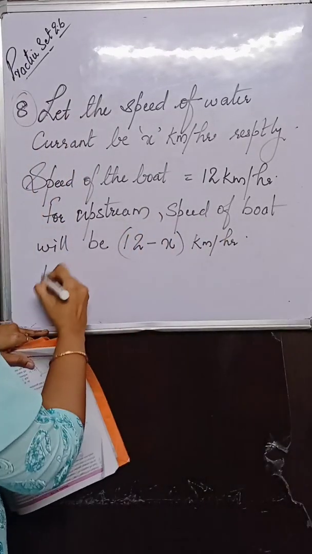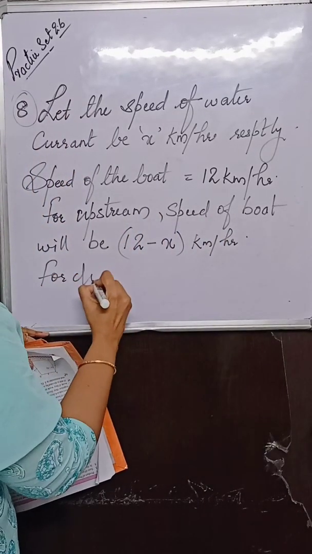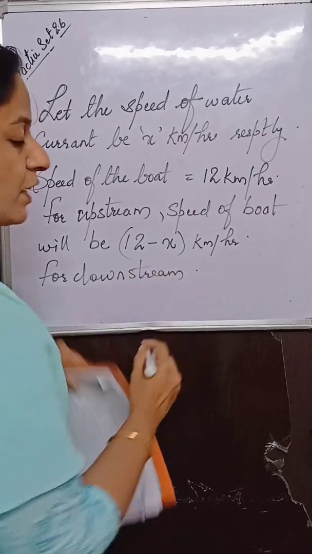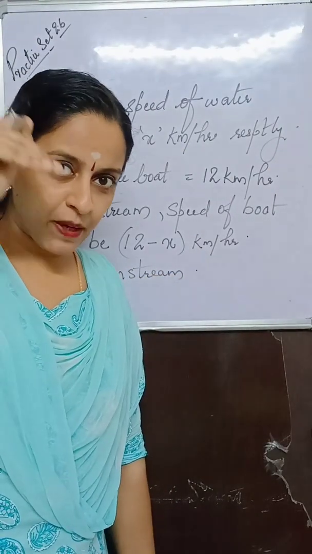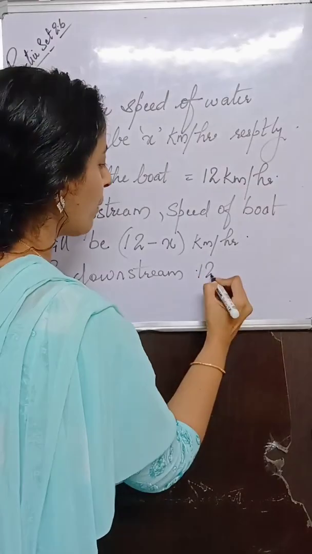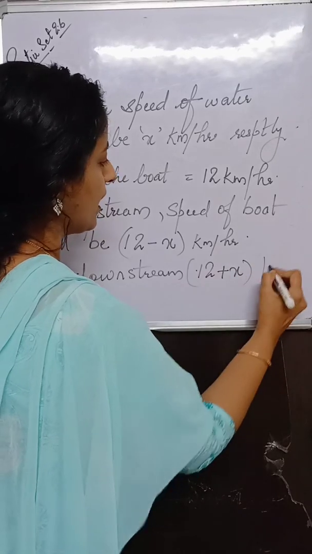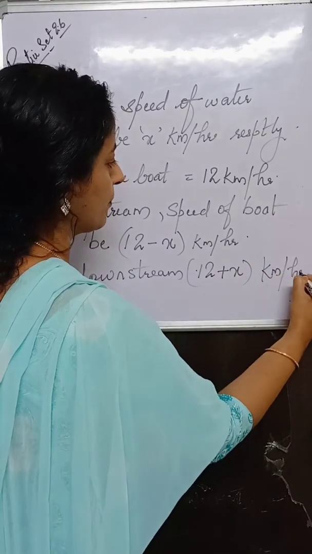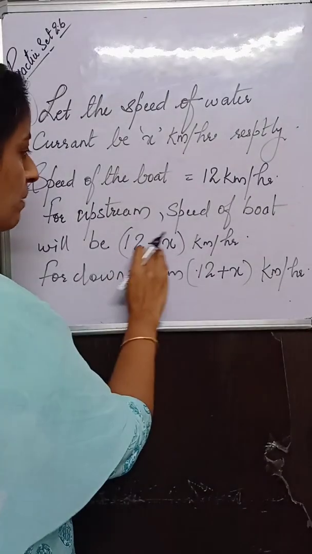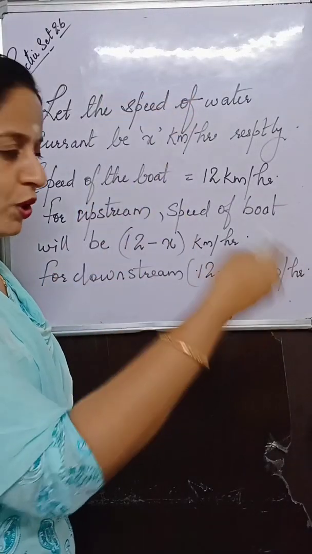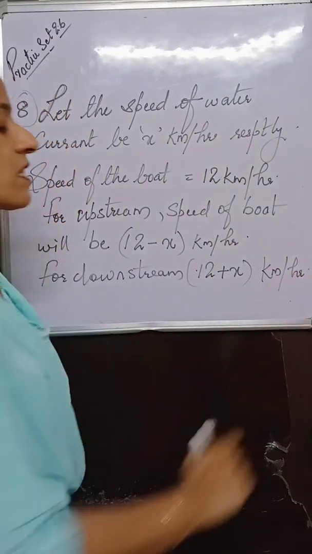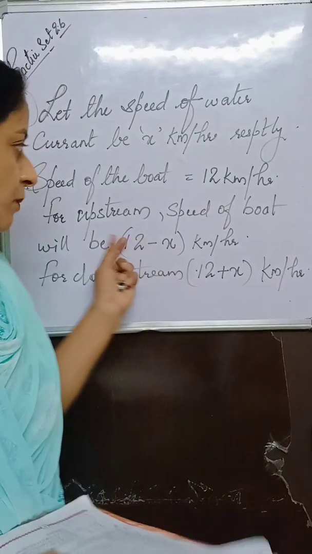Now, for downstream, the opposite happens. I told you, imagine yourself to be climbing down the stairs. Your speed increases. So, this will be 12 plus x kilometer per hour. Upstream means when you are climbing up the stairs, 12 minus x. Here this is boat. Downstream, you will be helped by the water current. So, 12 plus x kilometer per hour. So, this is about the speed.